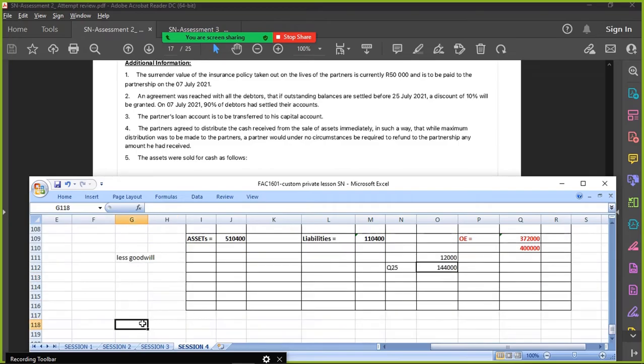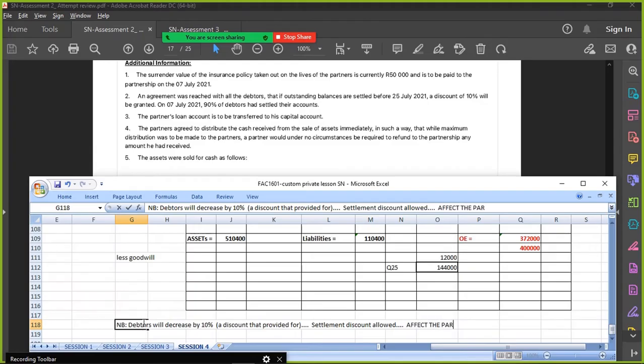Okay, so let's write that down. NB. Debtors will decrease by 10%, a discount that's provided for. Obviously this discount will be seen as a settlement discount allowed. And obviously because the discount is being allowed, this will affect the partner's entitlement. Does that make sense? Yeah. Okay, so when that happens, their entitlement will decrease because of this particular discount.